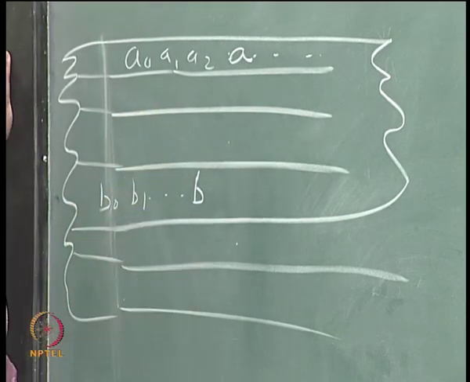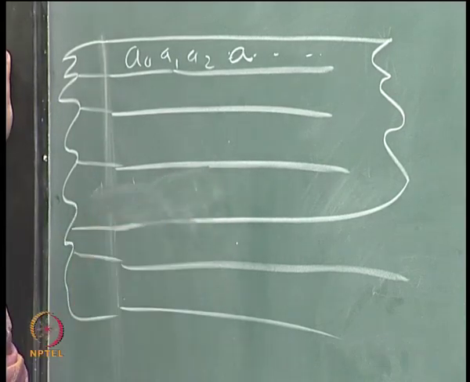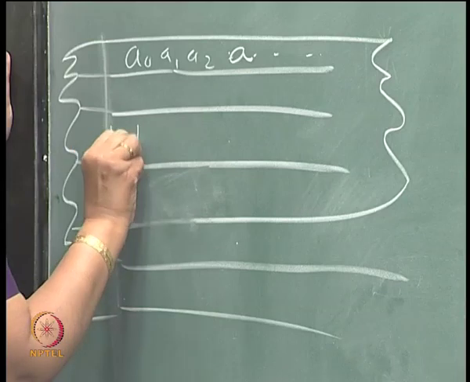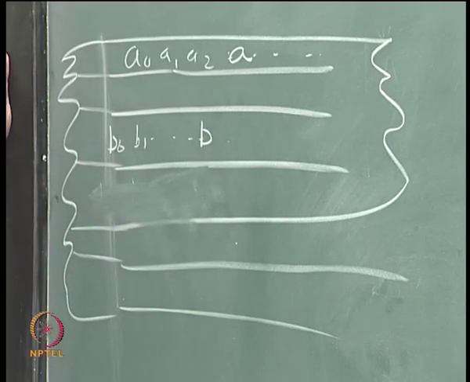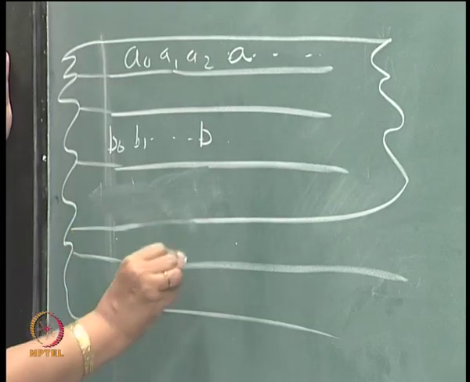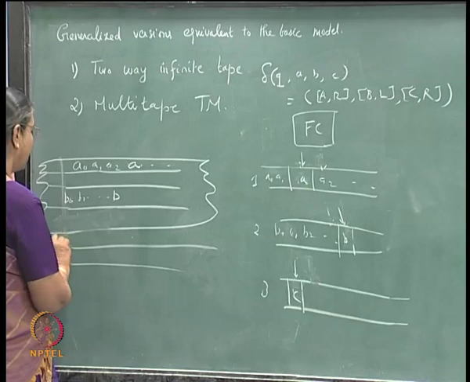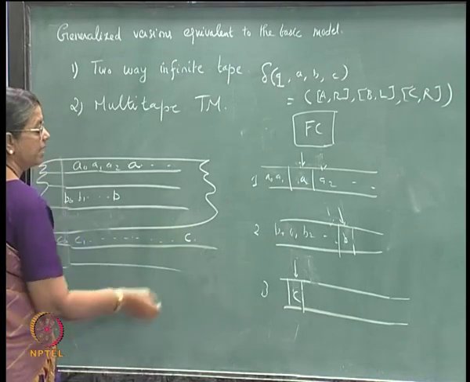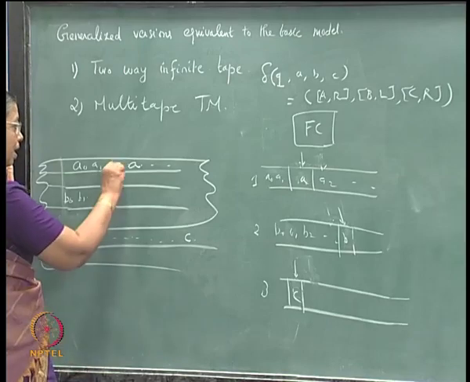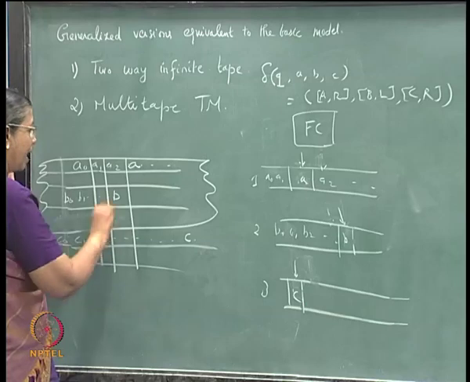Oh, I am sorry, this is the fourth track. The third track will contain this B0, B1 etc. It is reading a B. And the fifth track will contain, say, the contents of the third tape, that is some C0, C1 etc. It is reading C, say, at a particular instance. So, it is multiple tracks like this.